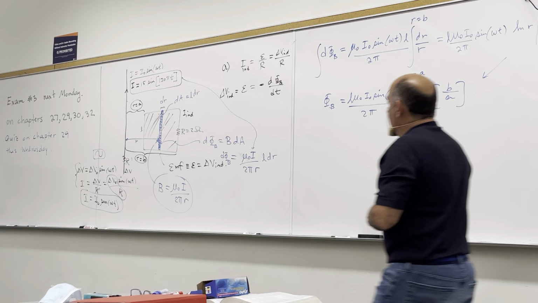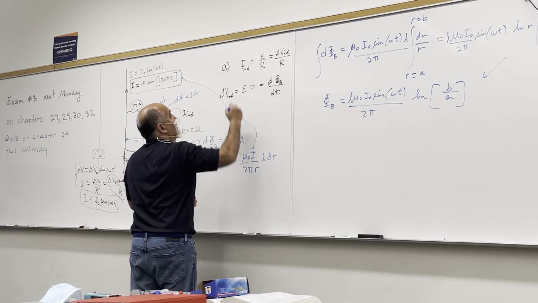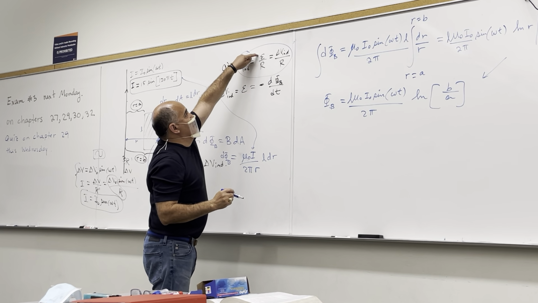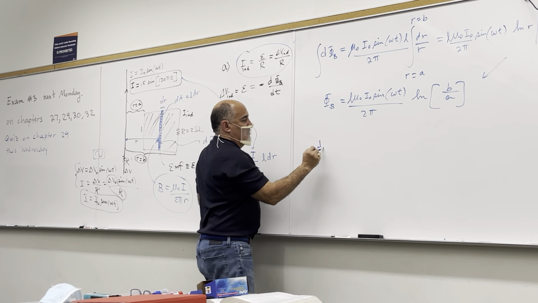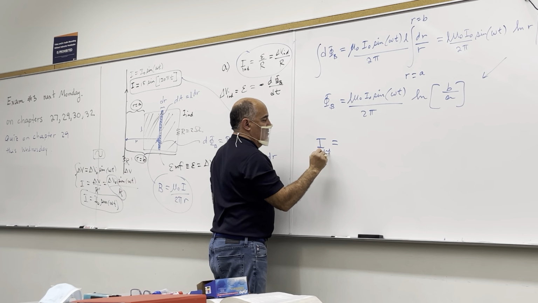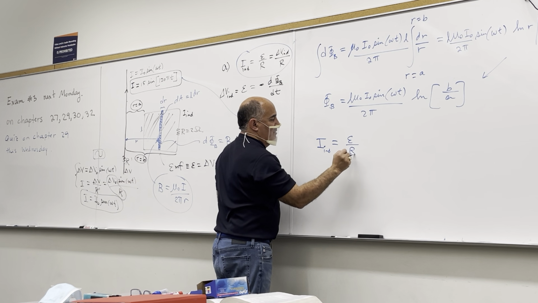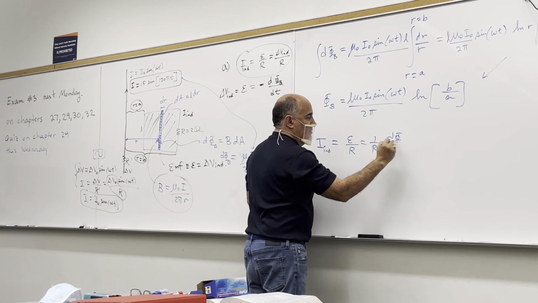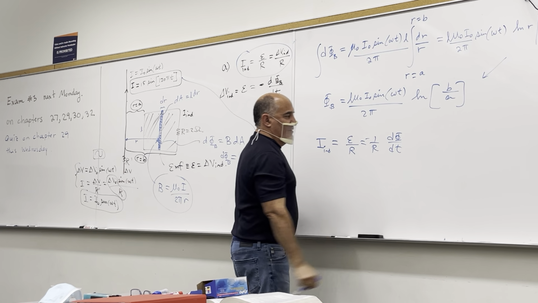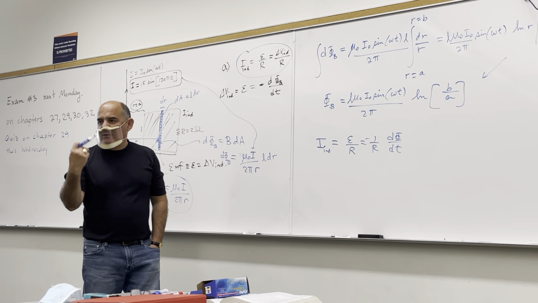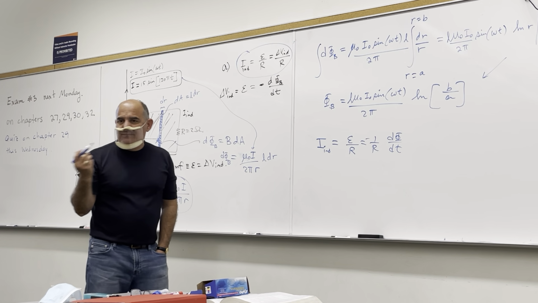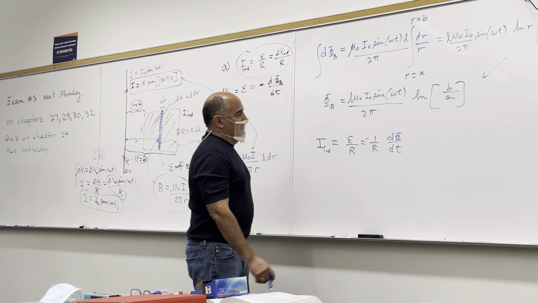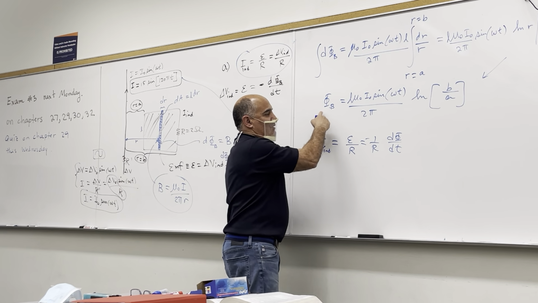But I want the current, right? So the current is the EMF divided by R. So the current induced is the EMF divided by R. But the EMF is d phi dt. And again, if you want to be picky about it, you can put the minus sign in there. So now I've got to take the derivative of this with respect to time.